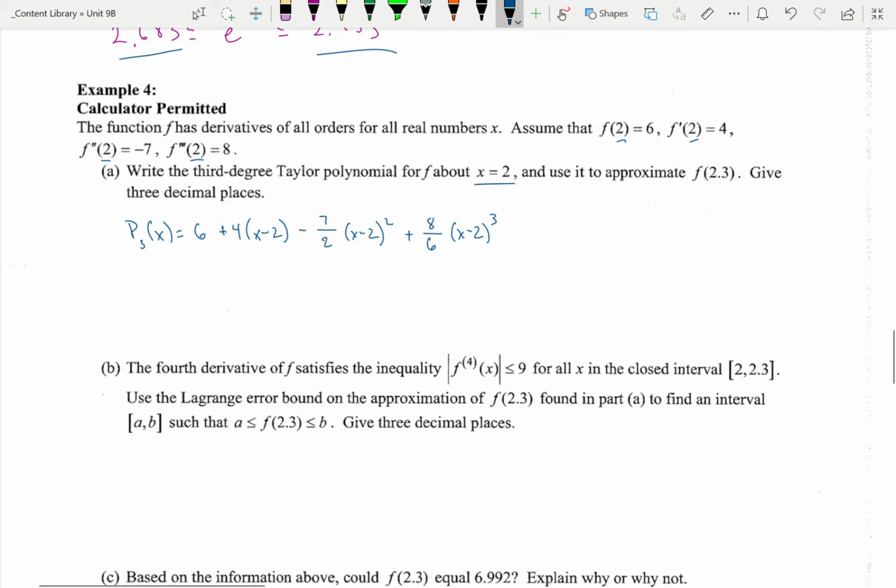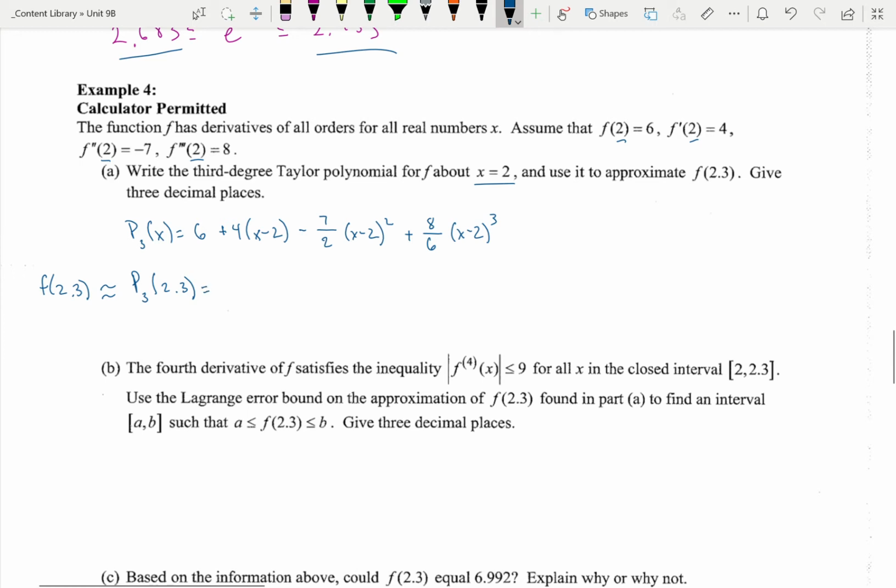All right, so now we're going to use this Taylor polynomial to approximate f of 2.3. So f of 2.3 does not equal p sub 3 of 2.3, but they are approximately equal to each other. That's the whole point of Taylor polynomials, right? So we have p sub 3 of 2.3, and I'm just typing this into my calculator because I don't feel like writing it all out.